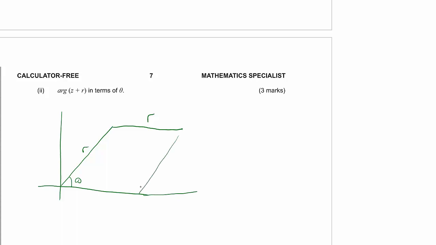And if I drop this down to here, what I have here is a rhombus. And so if we're adding this one to this one, the complex number we get will be this complex number just here. And because this is a rhombus, this splits the angle in two. So arg of z plus r is just going to be theta on 2.